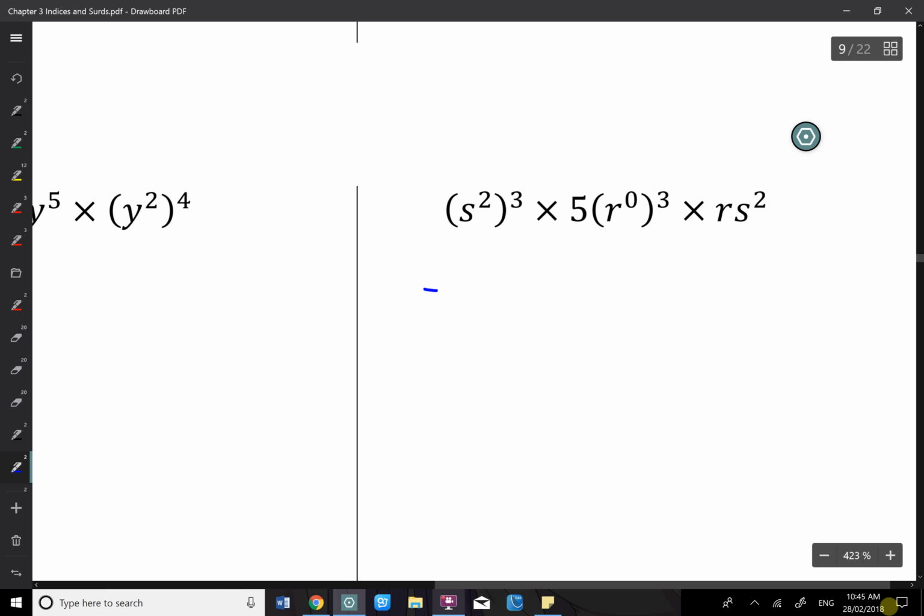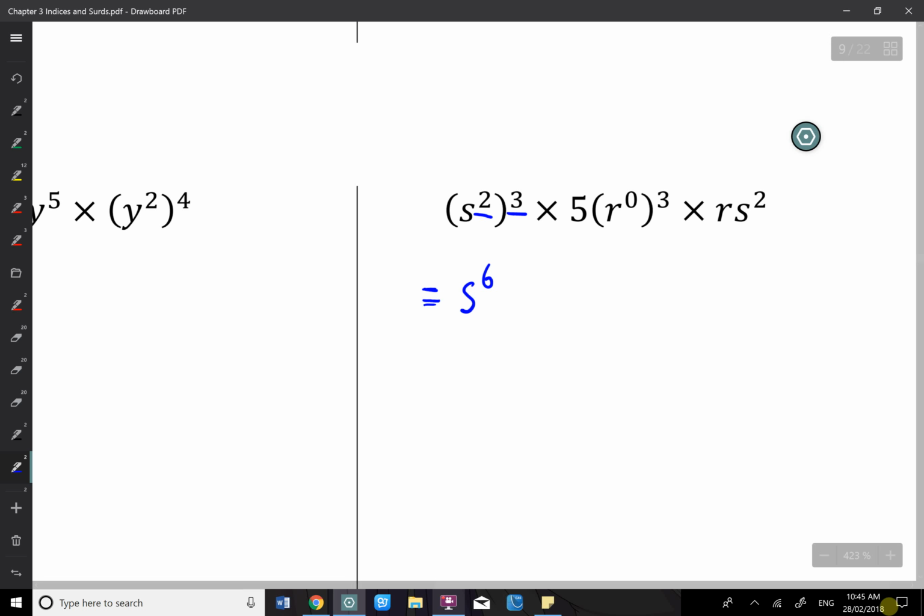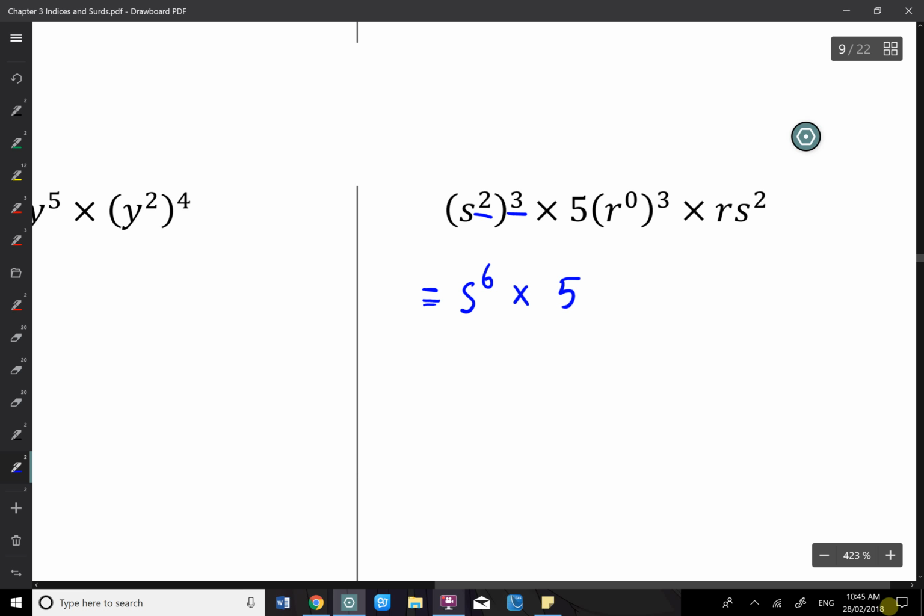This one will give us s to the power of 6, because that's two powers and another power. You add the powers together and times 5. Okay, r to the power of 0, which is 1, and then to the power of 3. 1 to the power of n will always be 1. n can be anything.